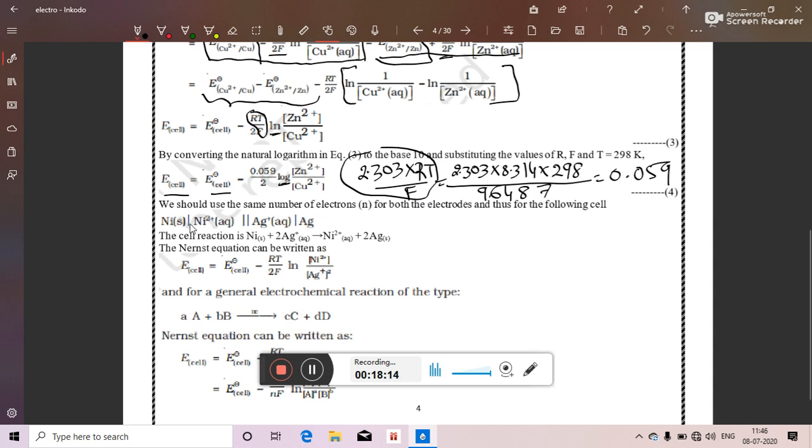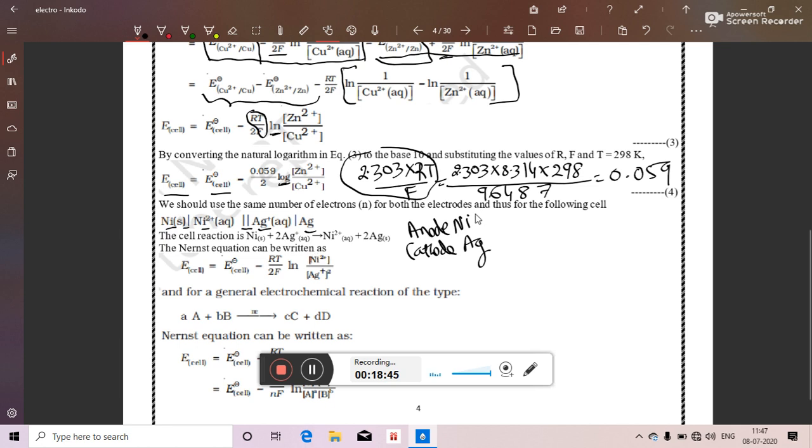If we are having a cell constructed by using nickel and silver, then anode will be nickel and cathode will be silver. So the cell representation can be written as: anode on the left hand side, nickel slash Ni2+, then salt bridge, two vertical lines, thereafter cathode Ag+ slash Ag.